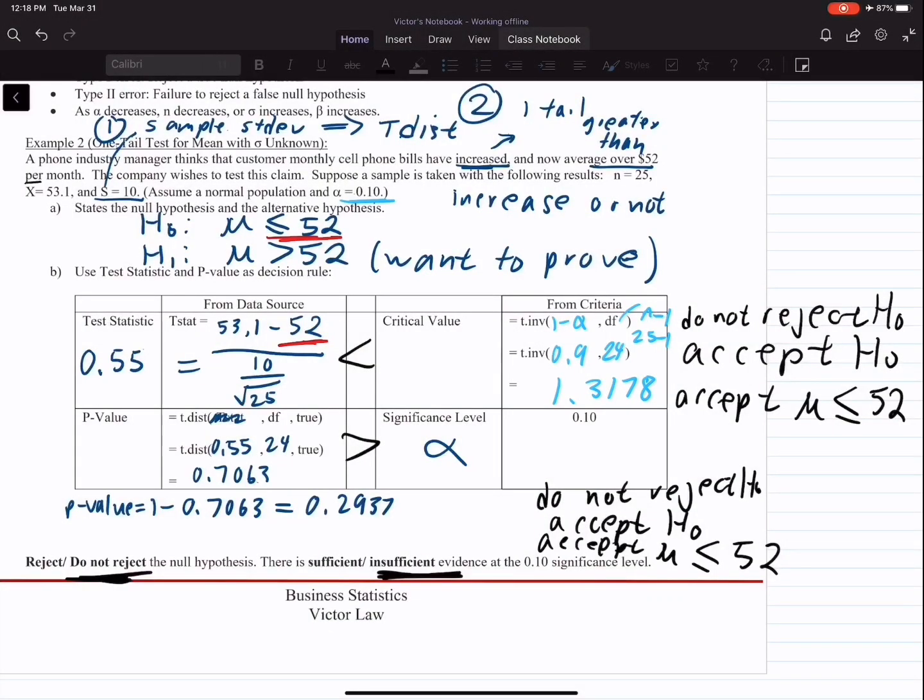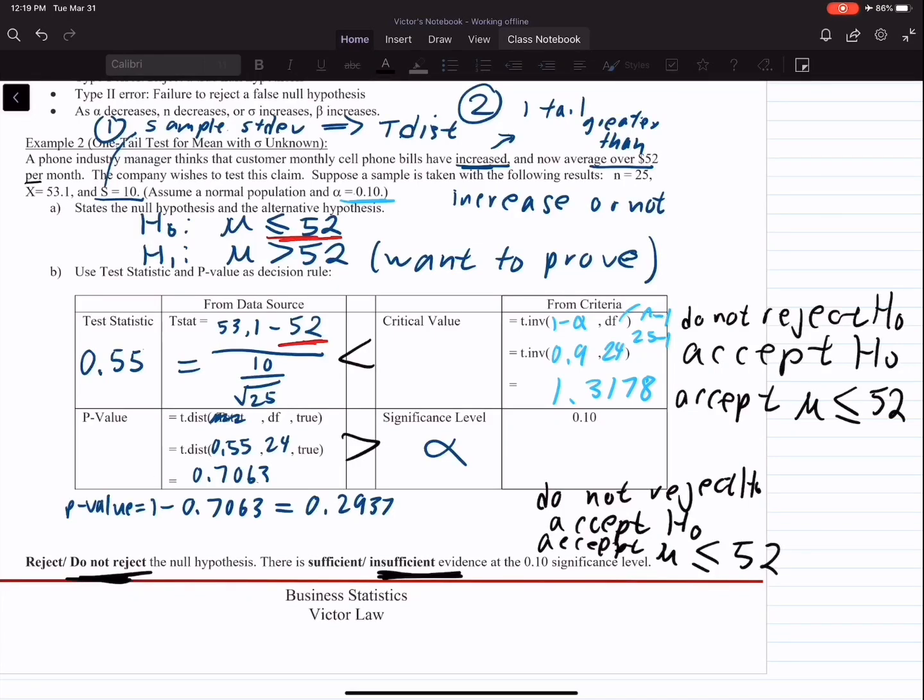Example 2. A phone industry manager thinks that customers' monthly cell phone bills have increased, now averaging over $52 per month. The company wishes to test this claim. Suppose a sample is taken with the following result: n equals 25, x bar equals 53.1, and s equals 10. Assume a normal population and alpha equals 0.1. Part A, state the null hypothesis and the alternative hypothesis.